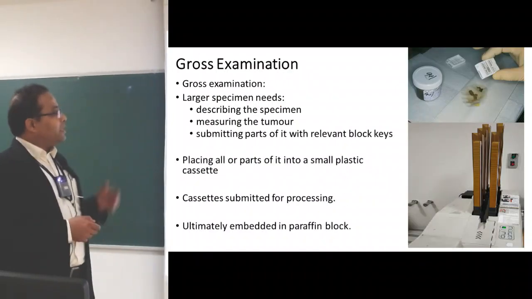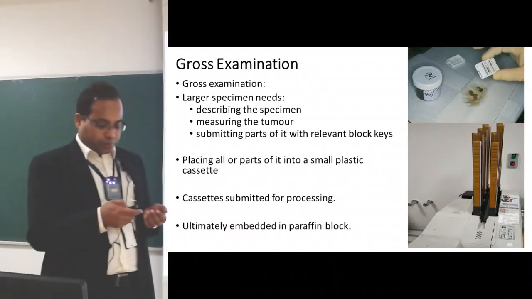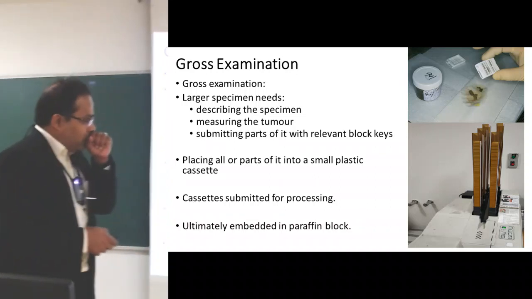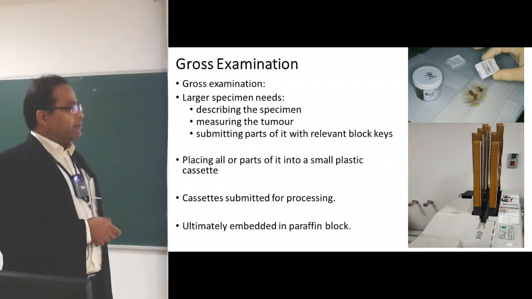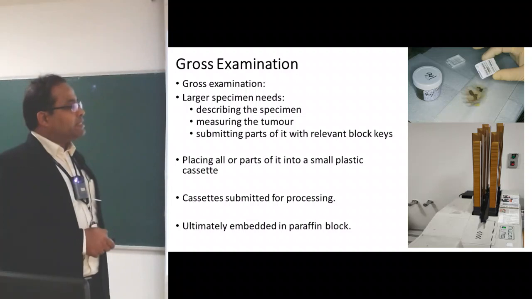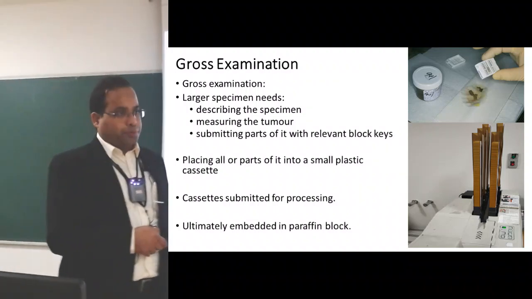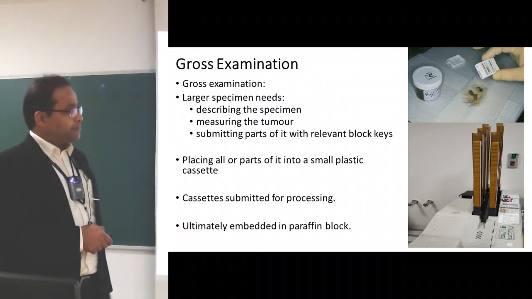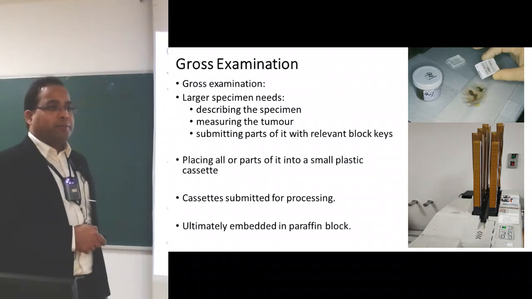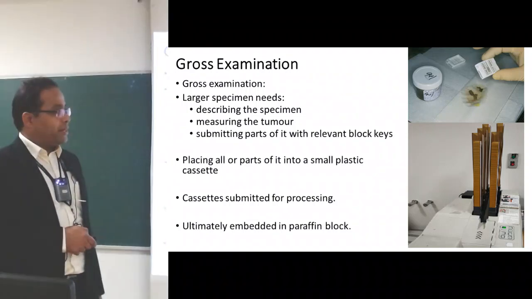The specimens are numbered, and then we go into the gross examination of a tissue. If it is a small tissue like this one, we put it into cassettes, which have holes so that the formalin and the other reagents can penetrate.